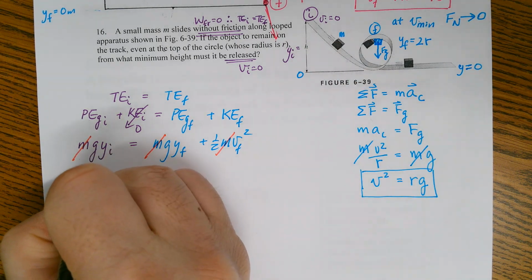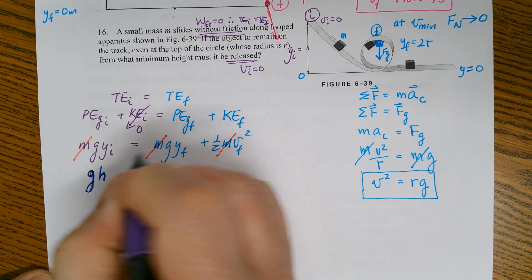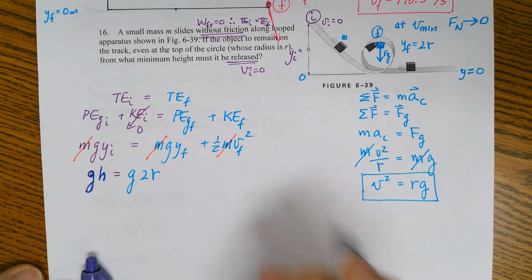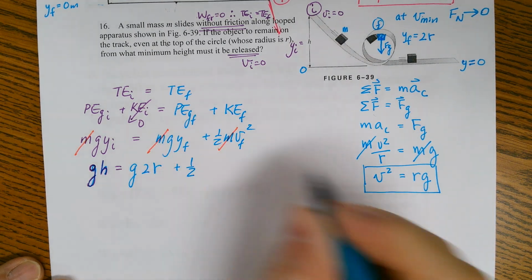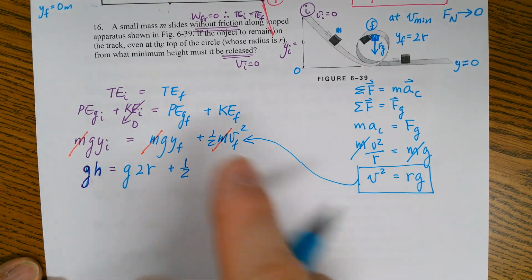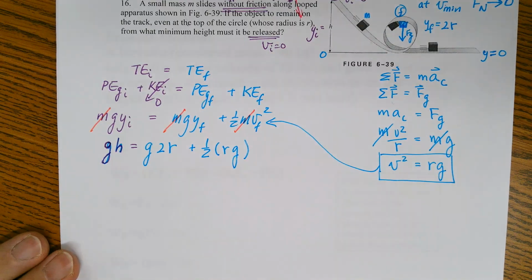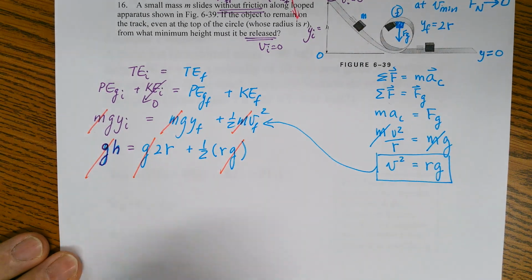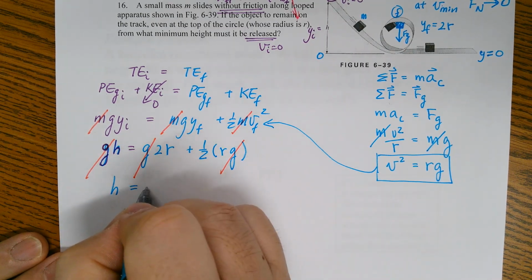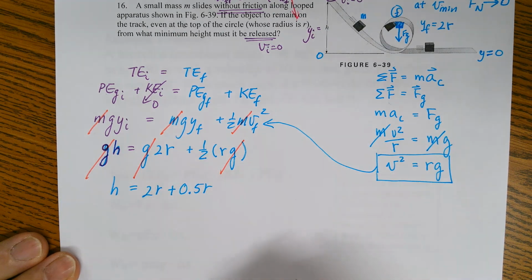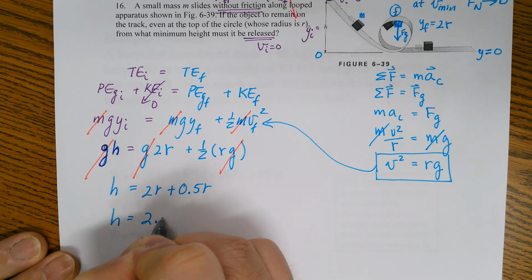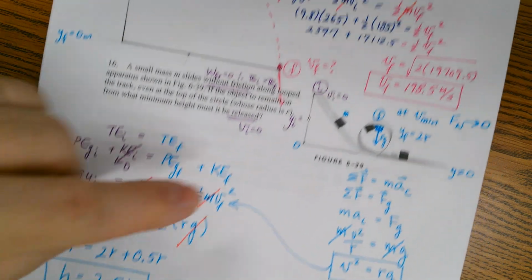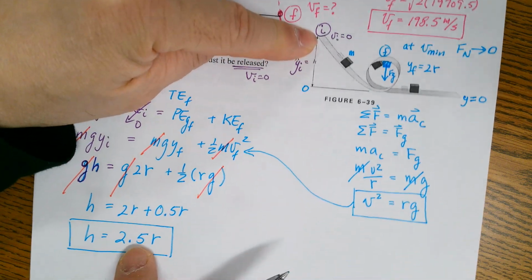Okay, why did I write in blue? I'm sorry. gh is equal to g times my y final, which is 2r, plus 1/2 times, when I substitute that v f squared with rg, look what happens to my g. Boom, boom, boom. Therefore, my h is equal to 2r plus 0.5r, which is equal to 2.5r. So if you release it 2.5 times the radius of this loop, you should make it over the loop.